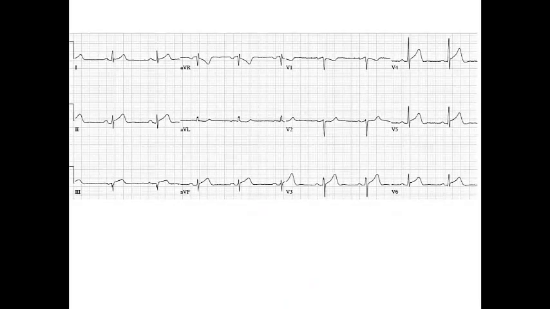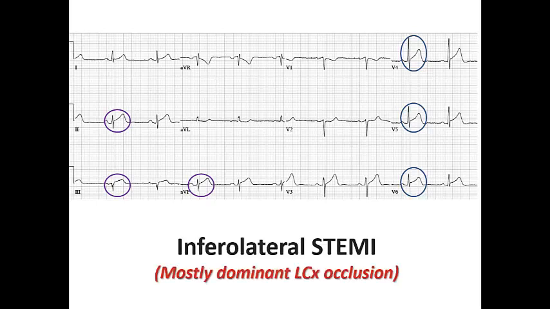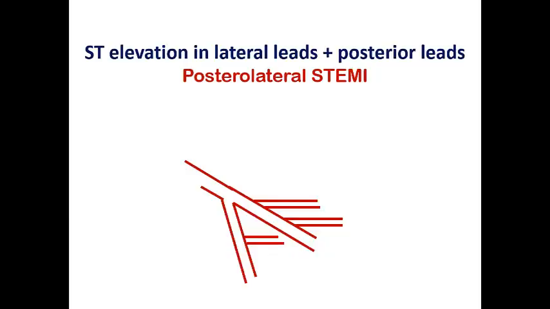For example, in this ECG, I can see ST elevation starting from V4 to V6, but also there is ST elevation in inferior leads. So this is an example here of ST elevation involving two territories, called infralateral STEMI, mostly caused by dominant LCX occlusion.